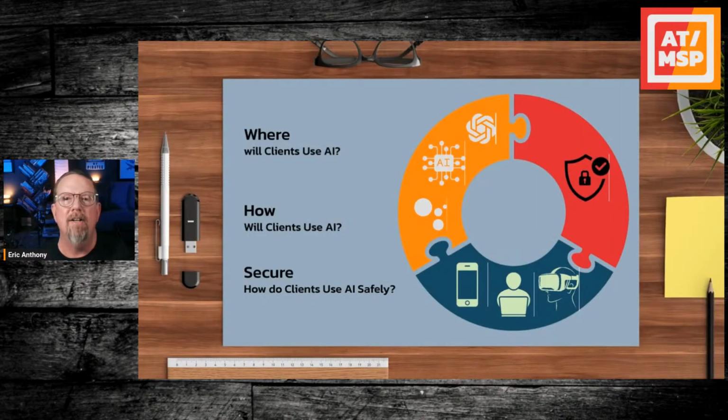Now, when we're talking about how to start training your team, where do you start? Well, I broke it down into three sections. You want to figure out where your clients are going to use AI. Are they going to be using ChatGPT? Are they going to be using Bing or Gemini or DALL-E, all of these different things that they now have that are part of the AI ecosystem? Microsoft 365 and Google Workspace both have built-in AI now. So those are things that your clients are going to need to know about.